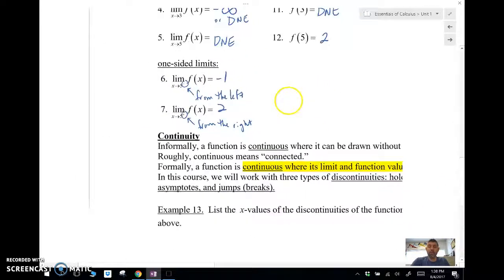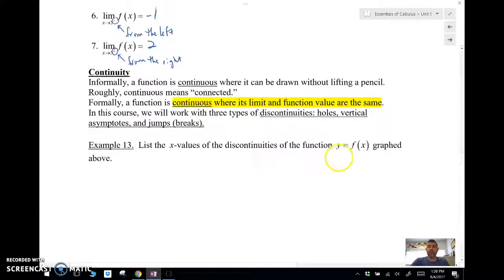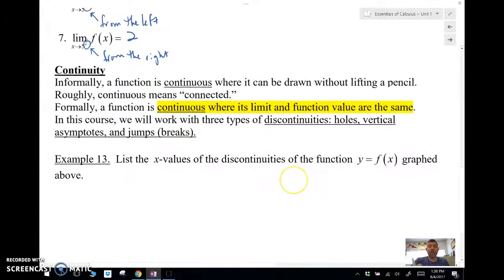So where does this lead us? This leads us to an important concept called continuity. Informally, a graph is continuous if we can draw the graph without lifting our pencil. If we have a smooth curve and we can draw the whole thing without lifting our pencil, then we have something that's continuous. It basically means that the whole graph is connected.